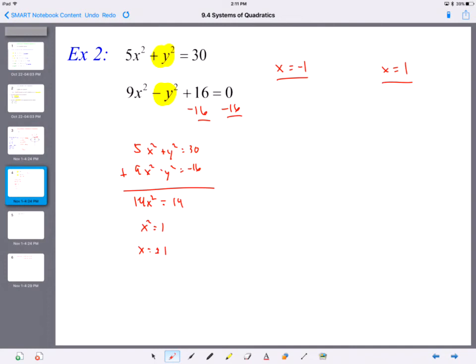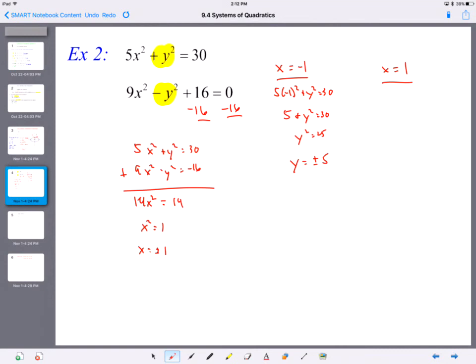Once you solve using elimination, you get one of the variables and then have to plug it back in to get the next. So we're going to plug it back into the first one. So we'll do 5 times negative 1 squared plus y squared equals 30. Negative 1 squared is 1, so this will be 5 plus y squared equals 30. Y squared equals 25, so y is equal to plus or minus 5. So for that one input value, there's two outputs. That gives us two ordered pairs.